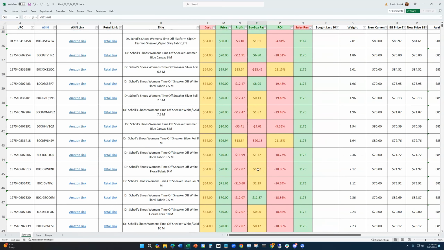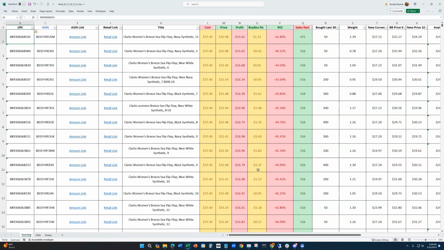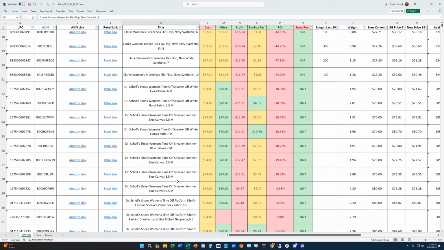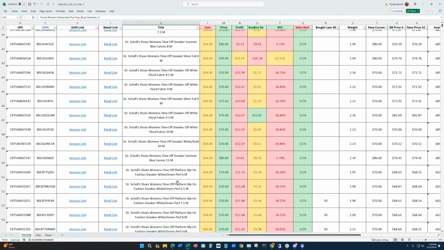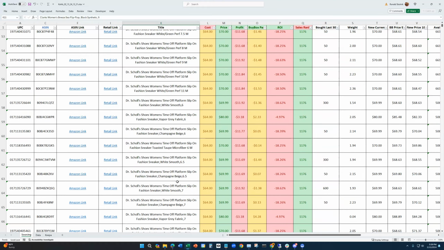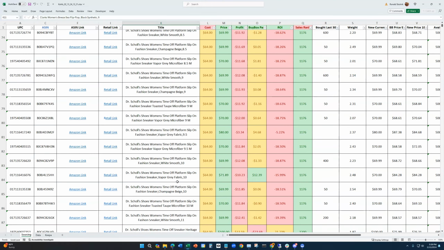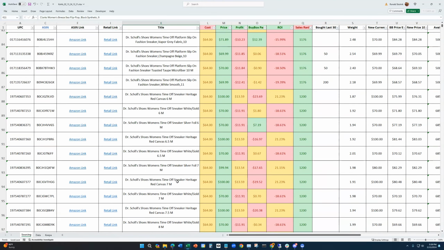So in the past, I found brands such as Clark's. I've sold a bunch of Clark's. Those are really good. Deer Foam. There's Wellington. There's some other brands in here like men's boots, things like that, that I found in this manner and have been able to scrape.